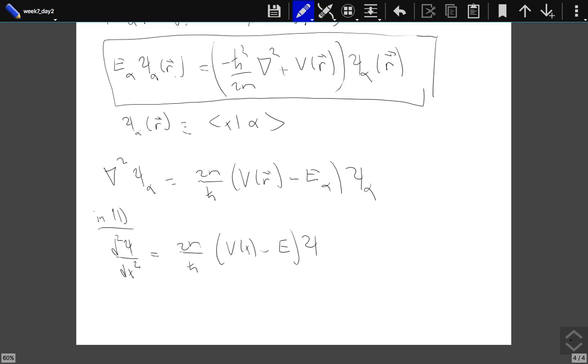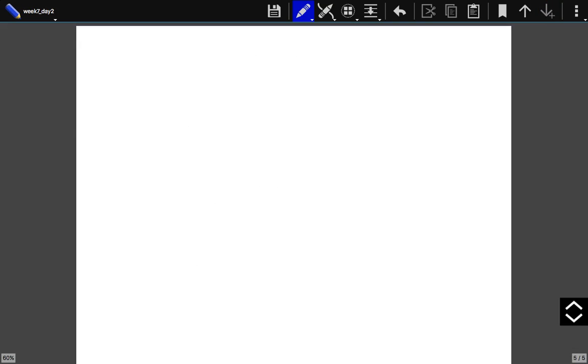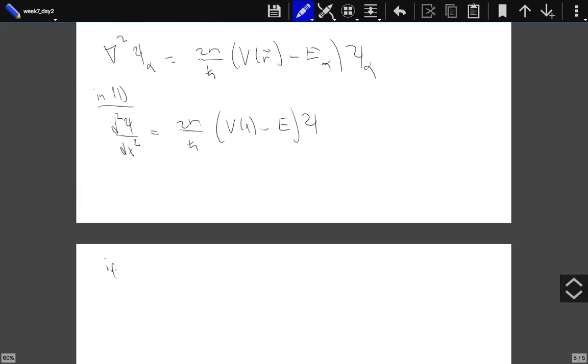Well, we can consider the behavior of this function in different regions of space. So, for example, let's assume that we are looking at a point where V(x) is, let's say, larger than E in a certain region of space. Well, that means the second derivative is always positive, which means the first derivative is always increasing. The first derivative is the slope, so the slope of this function is always increasing.